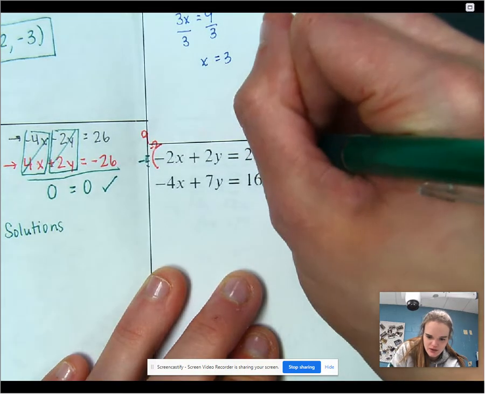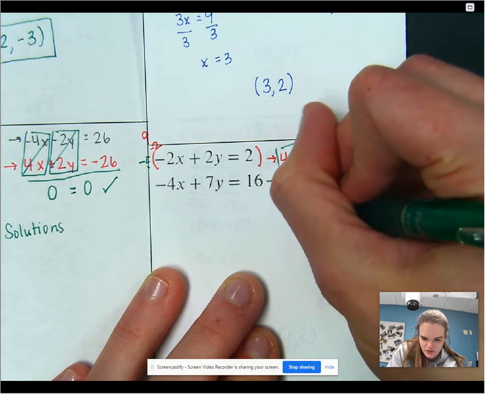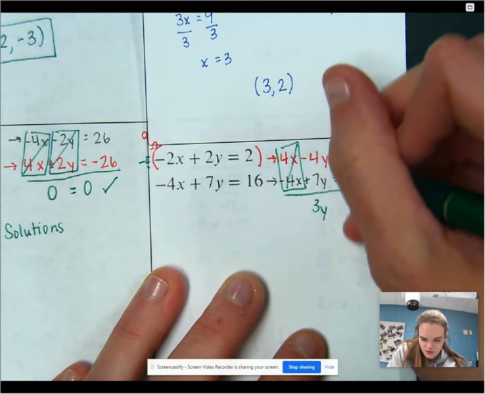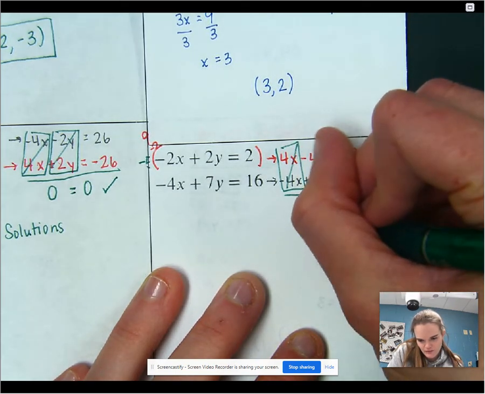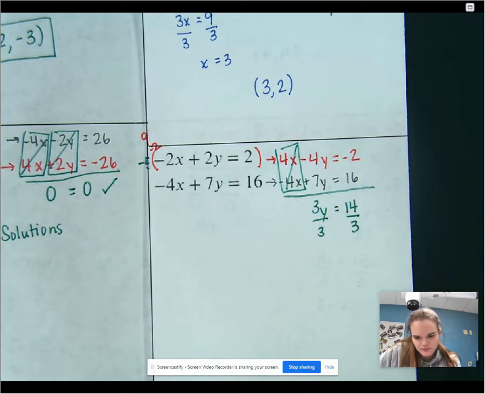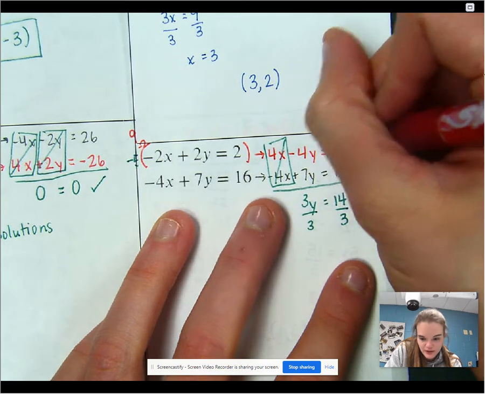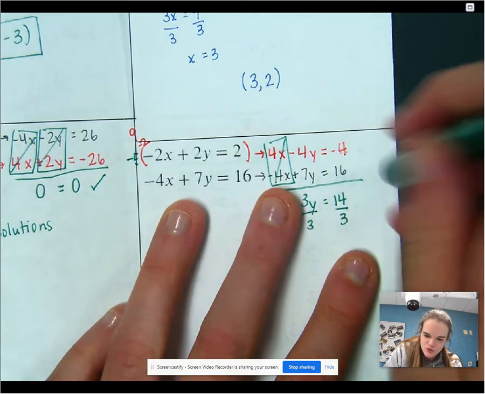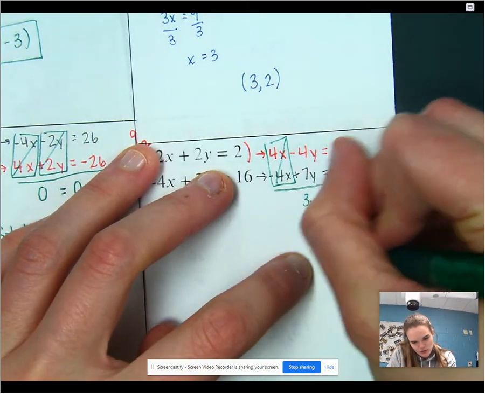Add straight down. These cancel. So far, the y's are pretty much the ones that have canceled today because I've made it be that way. You could do it the other way, but 3y equals 14. Divide by 3. And that's going to be a decimal. Let me make sure I wrote everything down right. Oh, right here. Don't forget to distribute to everything. 2 times 2 is negative 4. So that's negative 12. Always check. Y equals 4.